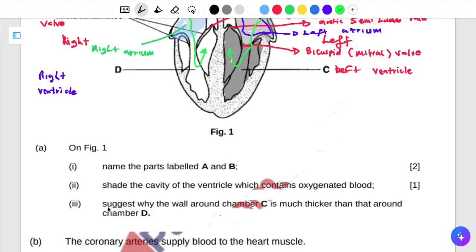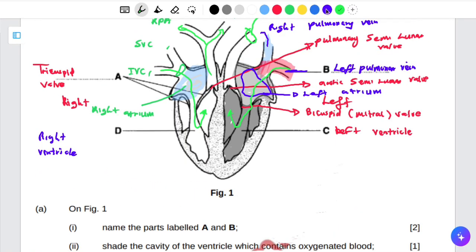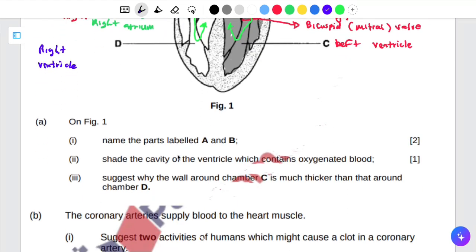Then Roman numeral number 3 is saying: suggest why the wall around chamber C is much thicker than that around chamber D. From here we can observe that this side, the left side of the heart, is muscular compared to the right side of the heart. This is because the left side of the heart pumps blood to all parts of the body at high pressure.